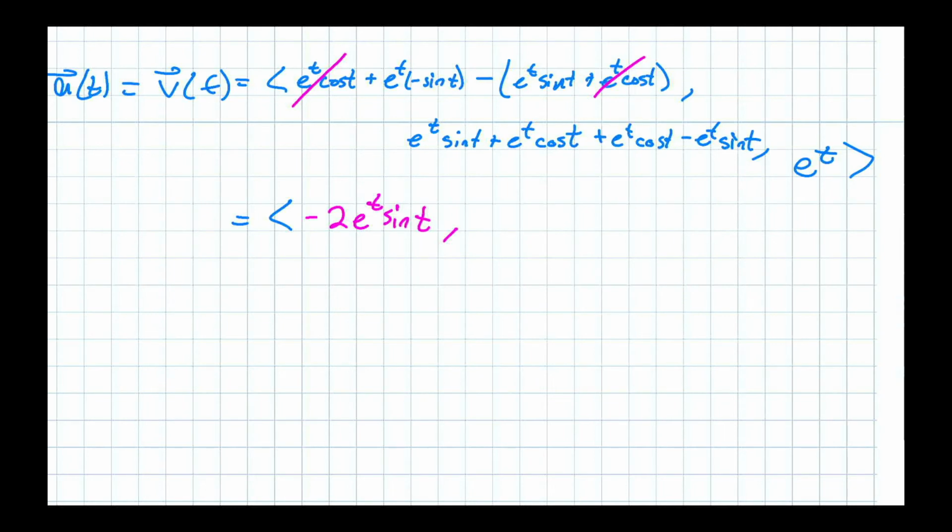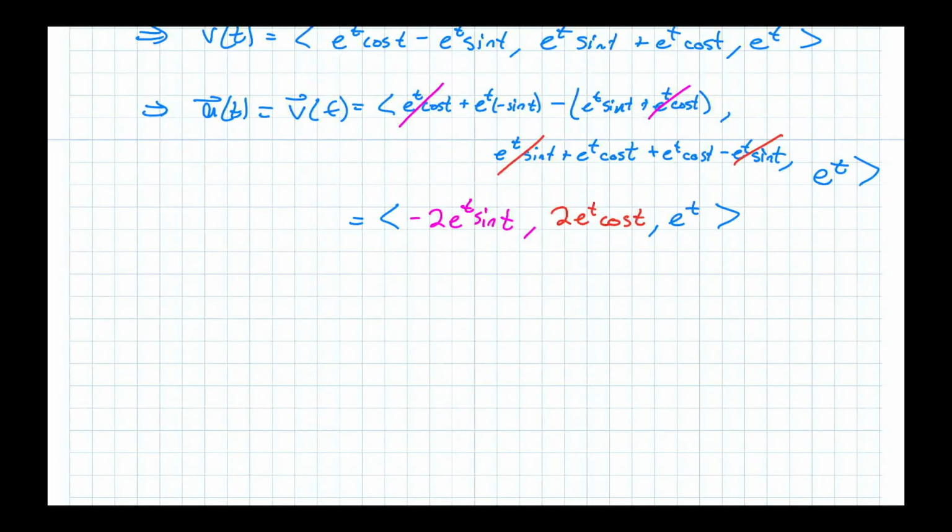All right, let's do the other one. Next one. So here you've got e to the t sine t minus e to the t sine t. Those cancel. And then you've got e to the t cos t plus e to the t cos t. So that's going to be 2 e to the t cos t. And then you've got your last component, which is just e to the t. Okay, so that's not that bad, right? Like when you simplify it. So that's your acceleration vector.